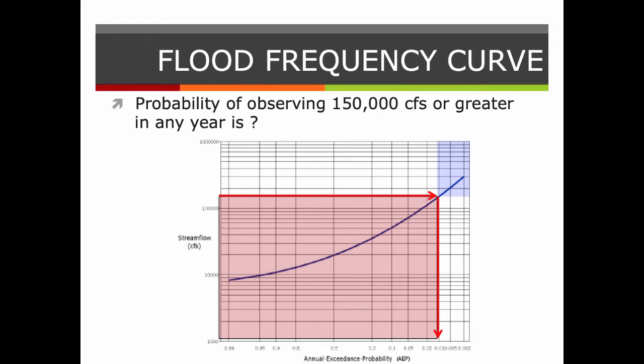And it doesn't necessarily have to be floods. It could be water quality. It could be average flow rate over a 7-day period. There are a lot of different random variables that can be examined in this fashion.